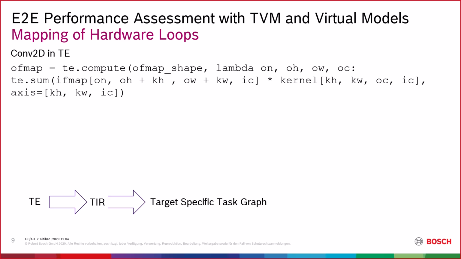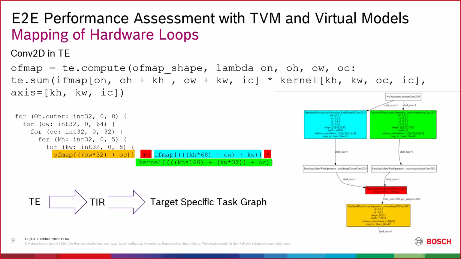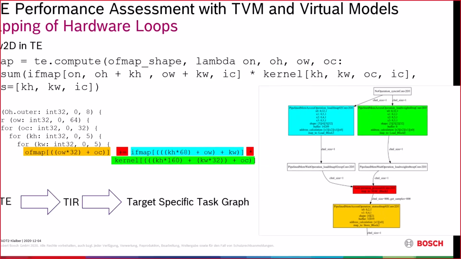For example, bringing a TE statement like the Conv2D shown here into a form that it can be really simulated on an abstract hardware model. And if you look at the TIR representation of the schedule, you can see there is actually everything that we need. We have all the important values of the counters inside the for loops. We have assignment operators, we have arithmetic operators that can be mapped to ALU blocks. There are array accesses which can be mapped to load and store blocks. So you can see we have everything we need to build a target-specific task graph.